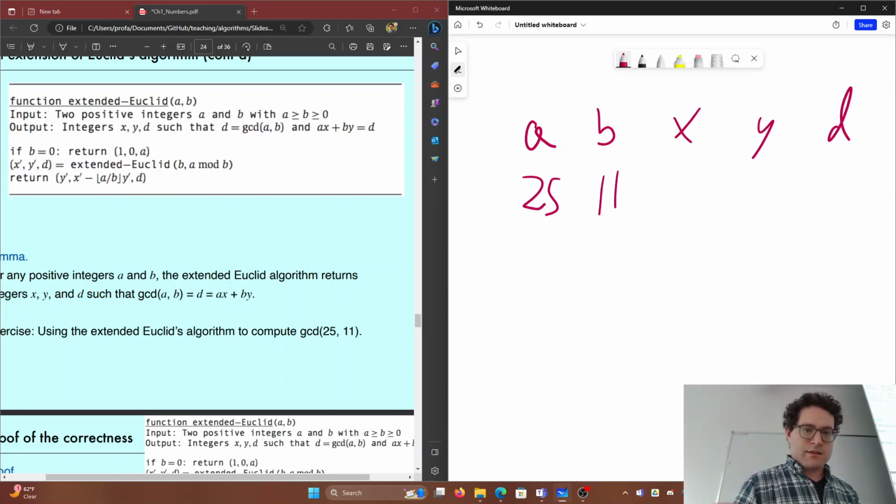Okay. So how does this work? Well, we can't figure out what these are yet because we have to do a recursive call. So let's look at this. If b is equal to 0, return, well, it's not equal to 0.